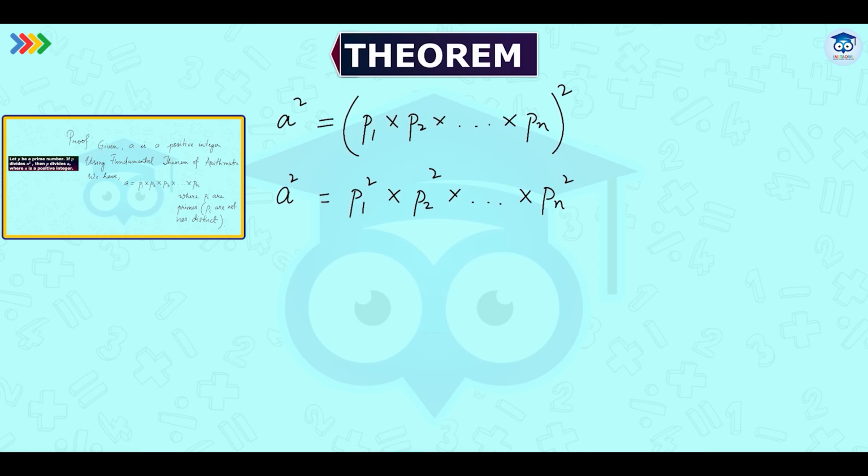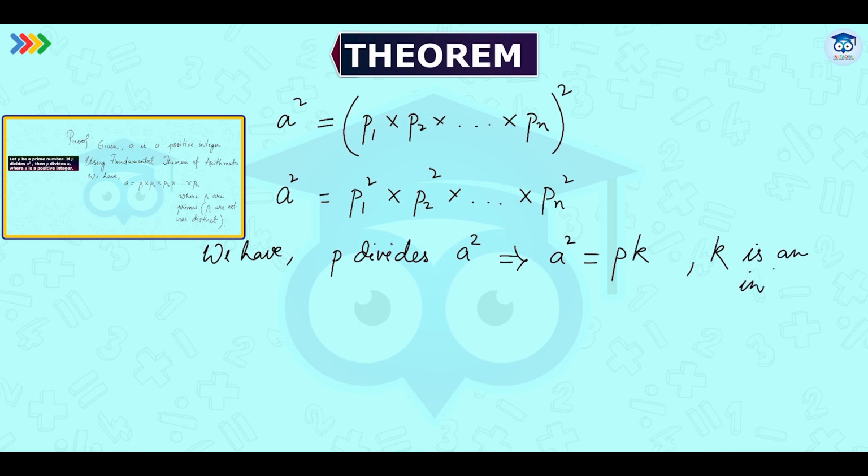Now we know that P divides A square. This means A square can be written as P into K, right? Meaning when a number is divisible by any prime or any number, we can express that given number as a product of that divisor and another number. So K is an integer, right?